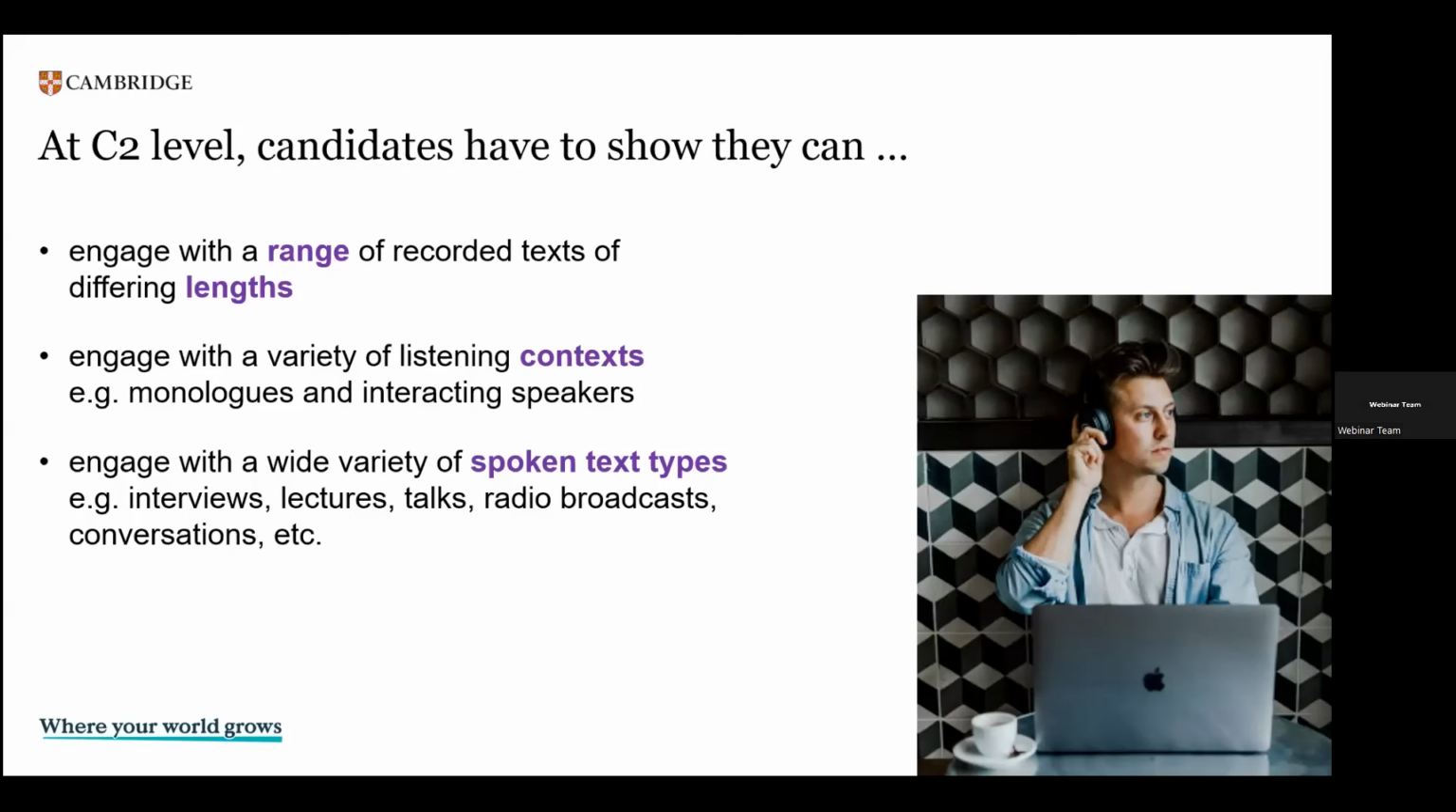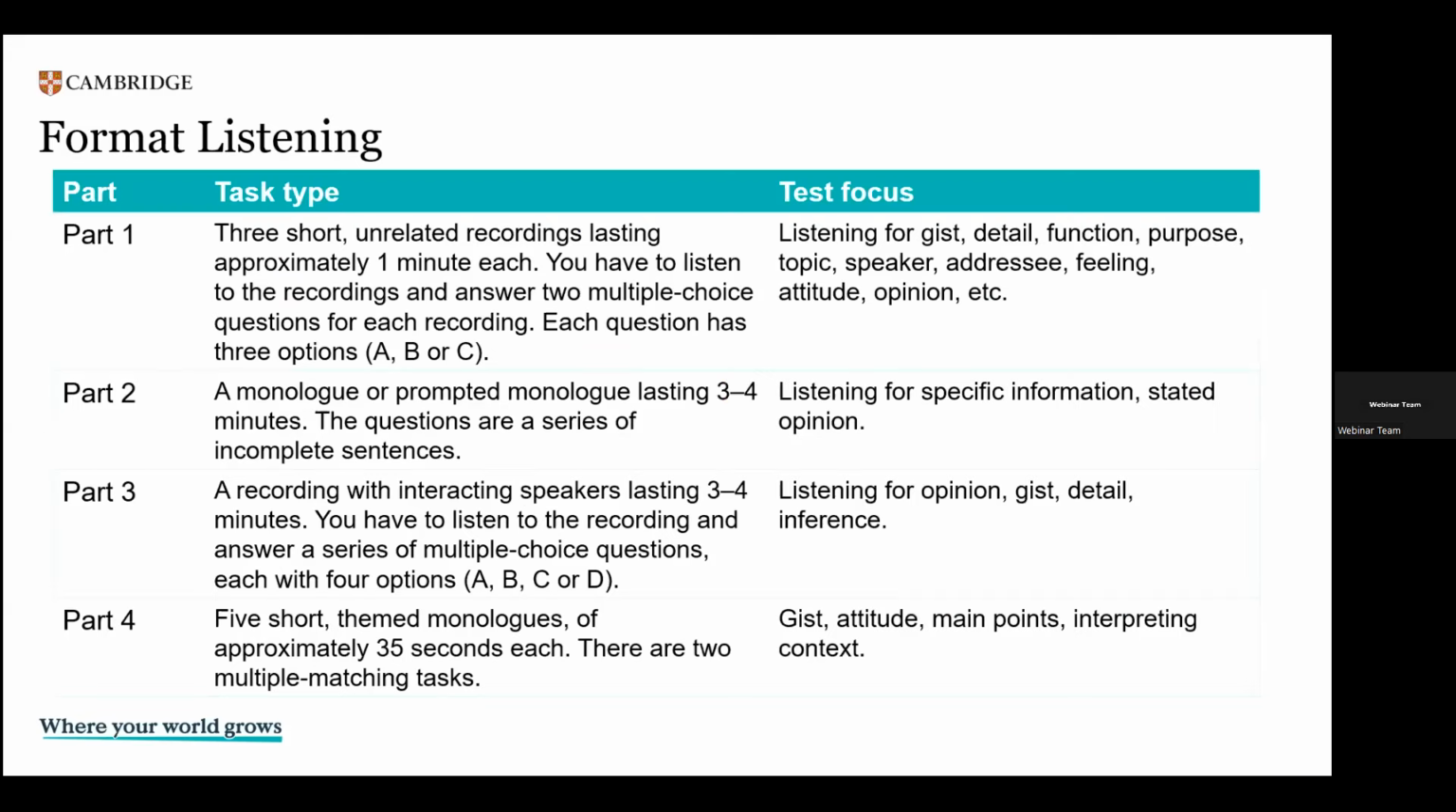These are the task types. So in part one, you'll listen to three shortish recordings, each about a minute long. And after each recording, you'll have two questions with multiple choice answers. Part two, you'll hear a monologue or a prompted monologue. That's where somebody asks questions and then somebody answers them.